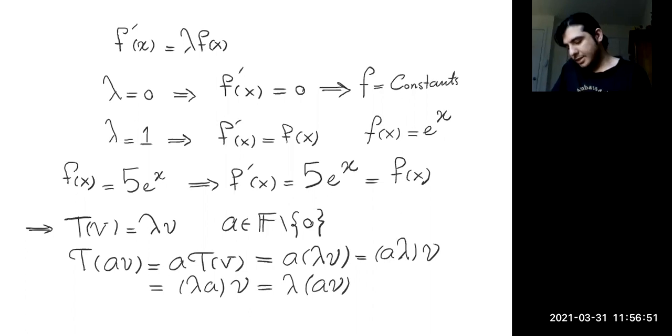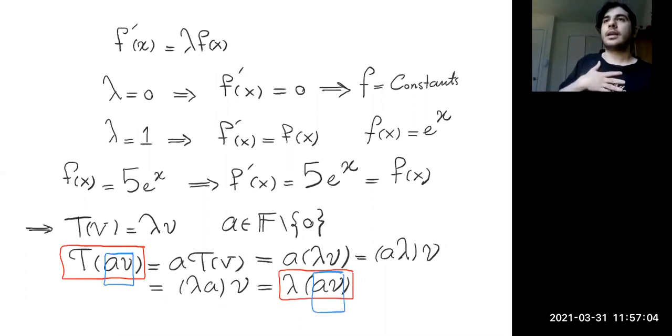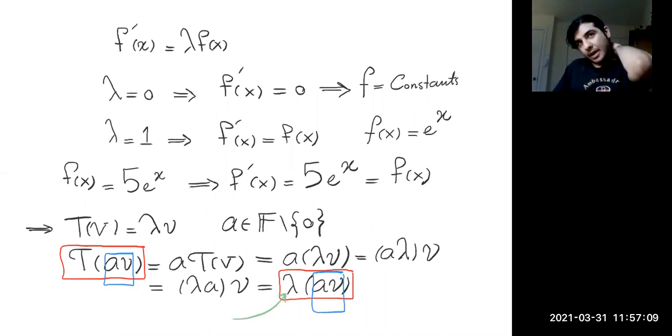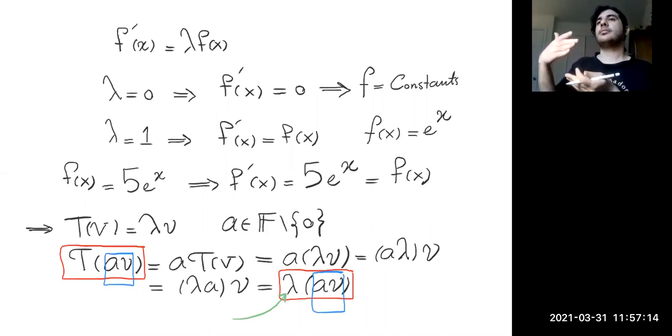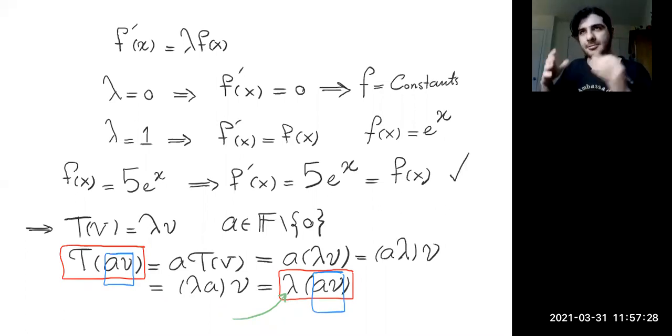Now, if you look at this equation, we started here with T of av, and we ended up here. This means T of a vector is equal to lambda times that vector. So that vector is an eigenvector, and its eigenvalue is lambda, the same eigenvalue as v. So whenever we have a vector with some specific eigenvalue, if you multiply that vector by a non-zero element in the field, we get another vector with the same eigenvalue. Therefore, the phenomenon we see here is something natural.